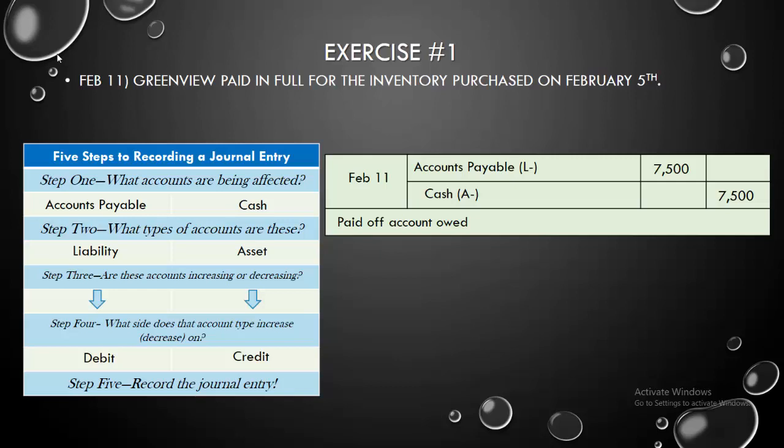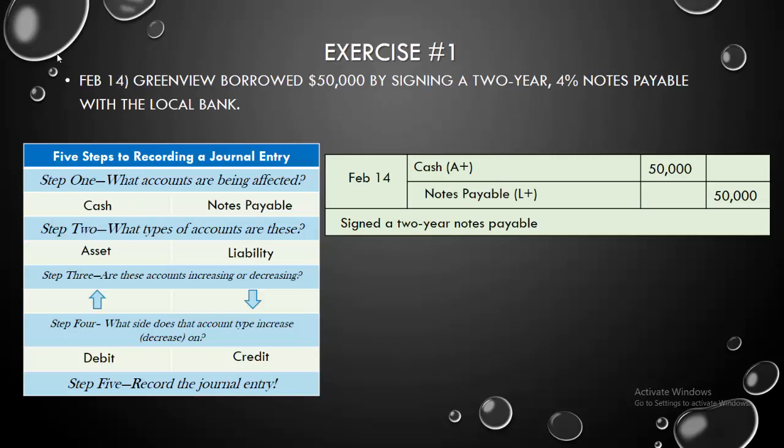What else is going down? Well, we're handing out the cash from our bank account to the people that we owed money to for the purchase of this inventory, our vendor, and cash as an asset is going to decrease, and all assets decrease on the credit side. So our journal entry is going to be a debit to accounts payable for $7,500 and a credit to cash for the same amount.